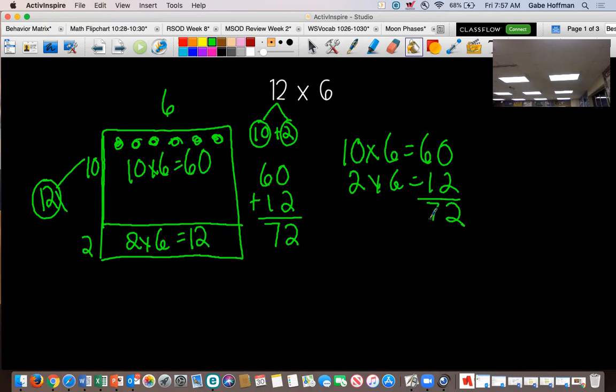A lot of us, it helps us to draw the visual with the array. I noticed that with my class a lot last week when we did this on Thursday, that visual helped. So feel free to draw the array if you feel like you need to do that.